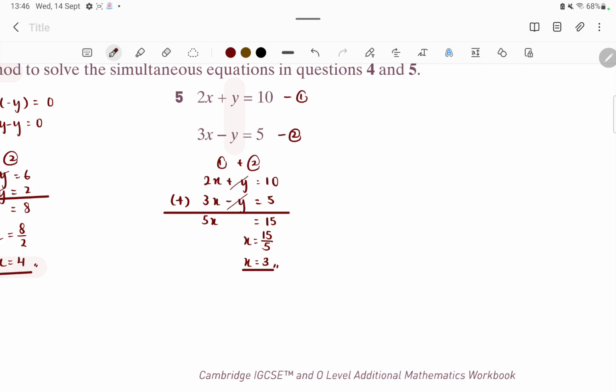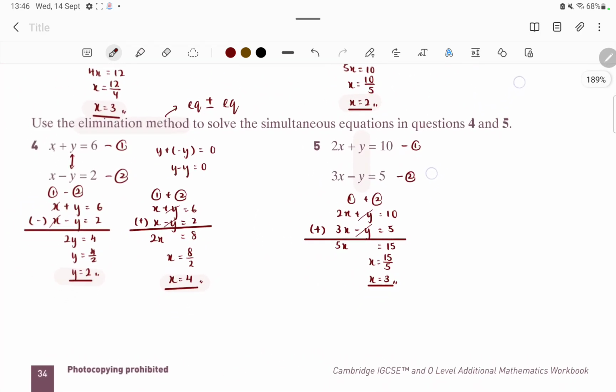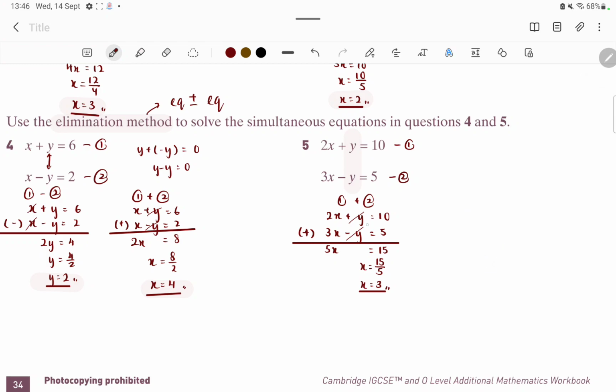And then after that, to minus, you can use first equation minus second equation. And then 2x plus y equals 10 minus 3x minus y equals... Cannot, sorry. This one, you can actually already use the x to substitute into any of the equations. Because for elimination, as long as you eliminate one of the unknowns in your working, then it is correct already.